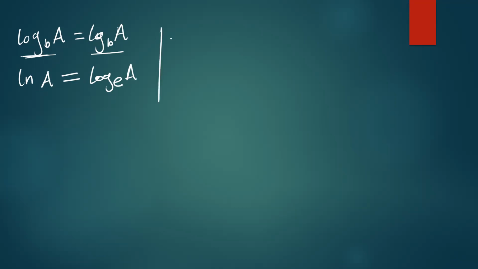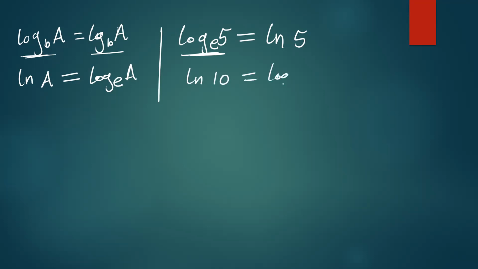So if I have, let's say for instance, log 5 base E, it can also be written as ln 5. So log 5 base E can also be written as ln 5, and ln 10 can also be written as log 10 base E. This is the first thing that you need to understand as we begin to look at logarithms.